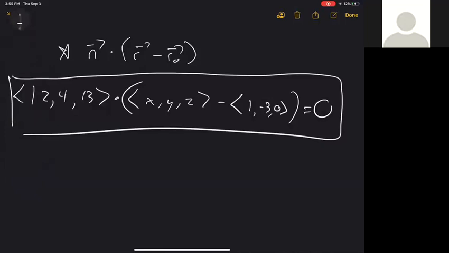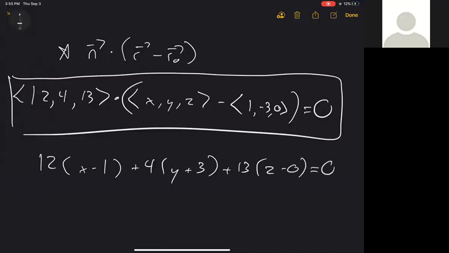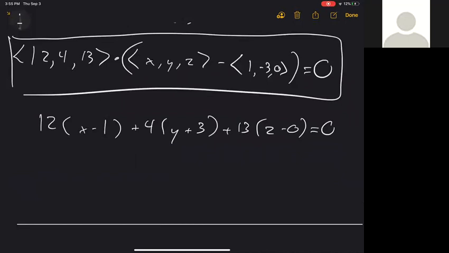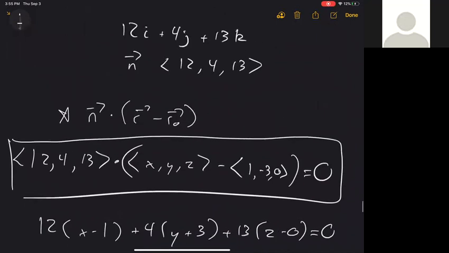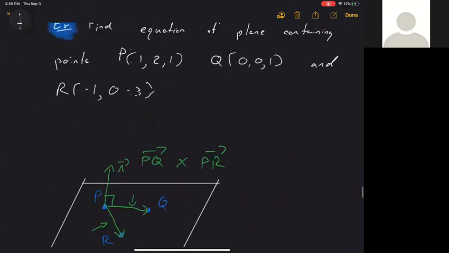Which would be what? It'd be 12 times x minus 1 plus 4 times y plus 3 plus 13 z minus 0 equals 0. So that would be my scalar equation of the plane. Now, if you've been trying these on your own, you might be getting different answers, but only different by like a negative sign. Okay, why is that? That's just about our choice of normal vector, okay?